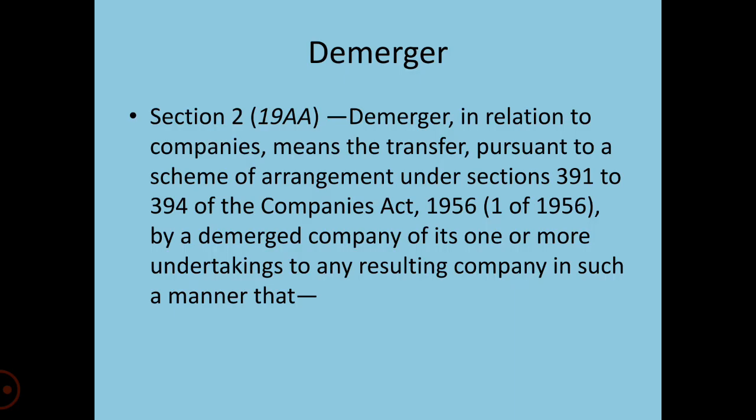In that we will continue the definition part, section 2, subsection 19AA. Demerger. Demerger in relation to a company means the transfer pursuant to the scheme of arrangement under section 391 to 394 of the Companies Act 1956 by a demerged company of its one or more undertakings to any resulting company in such a manner that the transfer of scheme pursuant to the scheme of arrangement, and now the new Companies Act 2013 has been incorporated, and the provisions of Companies Act 2013 relating to arrangement will apply.